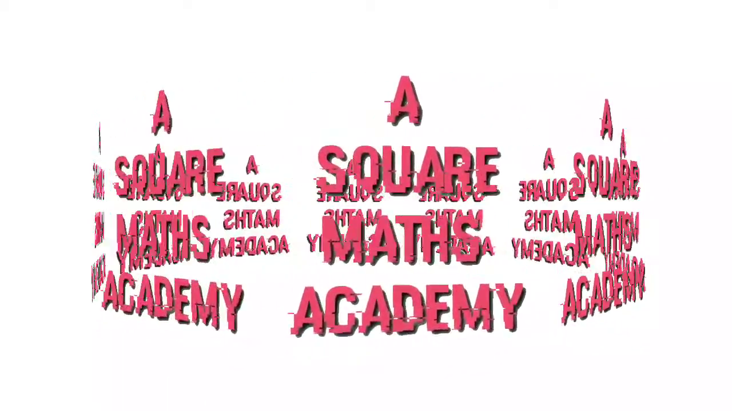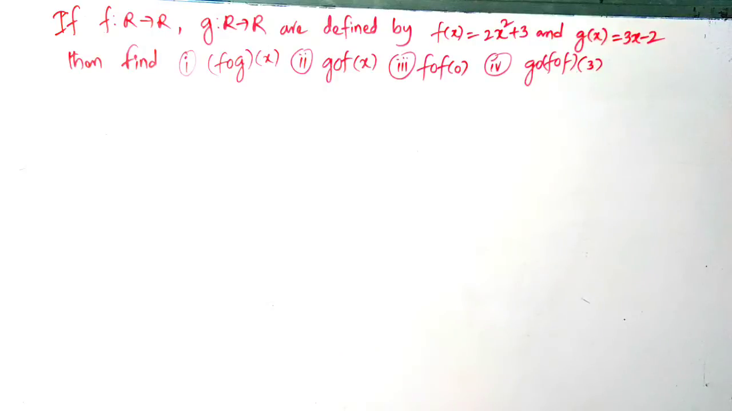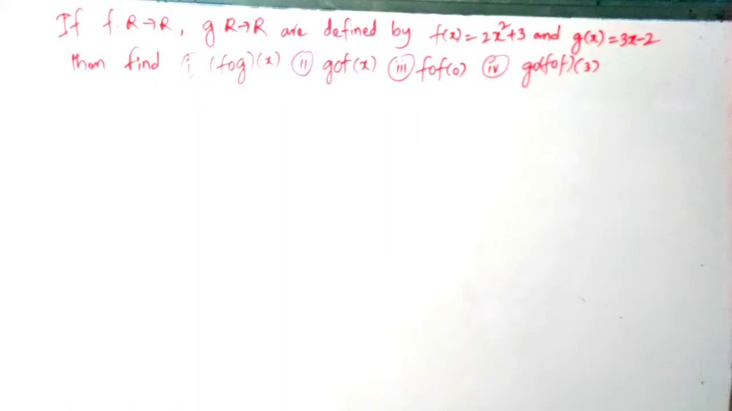Today we are going to discuss the chapter functions. If f: R to R and g: R to R are defined by f of x equals 2x square plus 3 and g of x equals 3x minus 2, then find: first, f circle g of x; second, g circle f of x; third, f circle f of 0; fourth, g circle f of 3. Okay, so this is the given question.